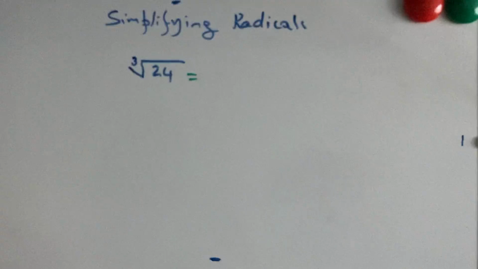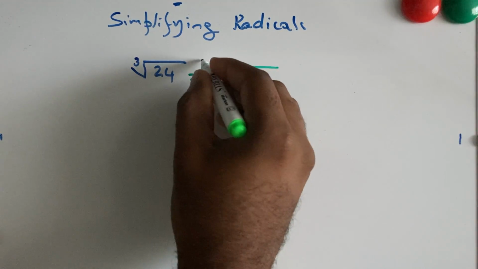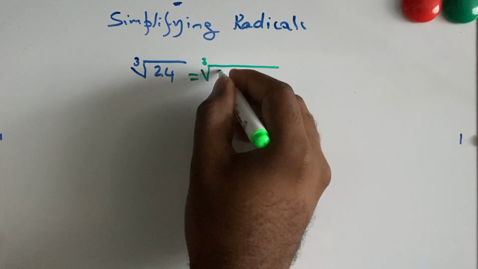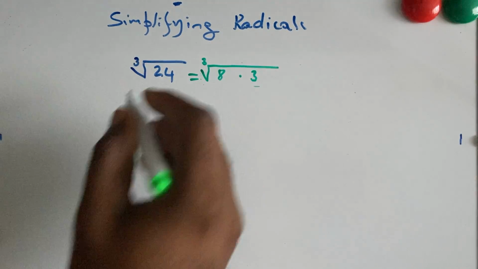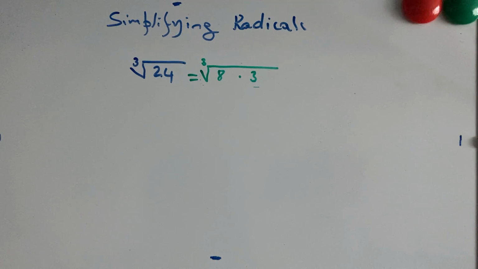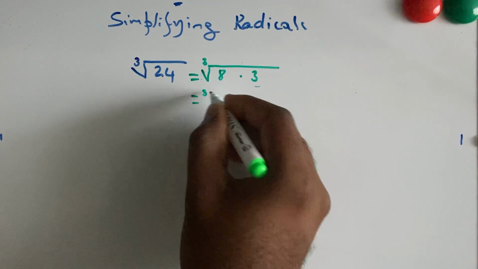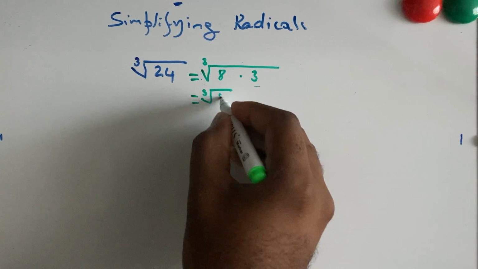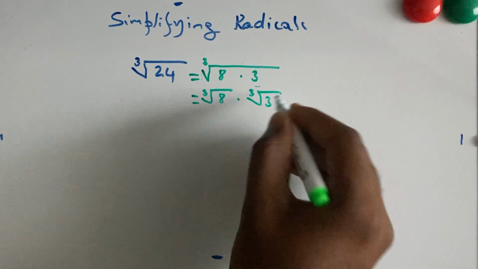If this doesn't make sense to you, you can actually write it this way for it to make more sense. Put 8 here times 3. This is the same 24 you had, right? Same 24. So you know it's pretty easy. You got the perfect cube. So this is the cube root of 8 times the cube root of 3.